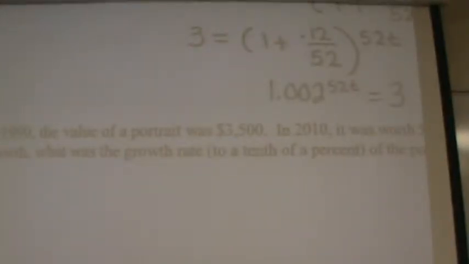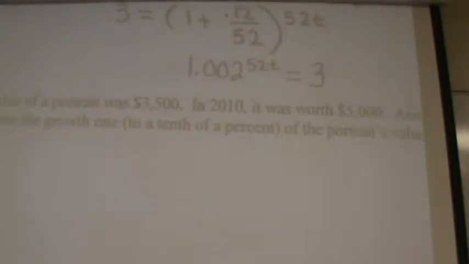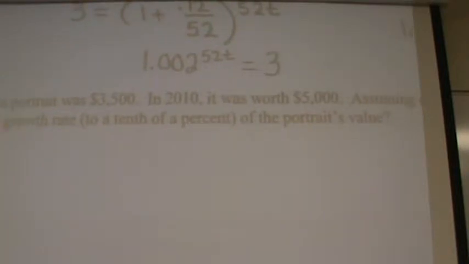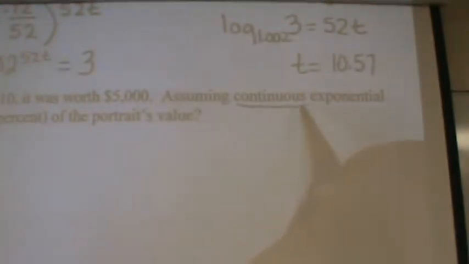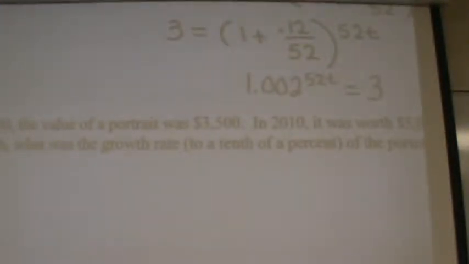All right, try 32. Now today's a Wednesday, so we don't have a lot of time, so I'm just going to pick certain problems out. In 1990, the value of a portrait was $3,500. If you get a good portrait, it goes up in value. In 2010, it was worth $5,000. Assuming continuous exponential growth, we want to know what the rate is of that portrait's value. So what formula do you use for continuous growth? PERT.